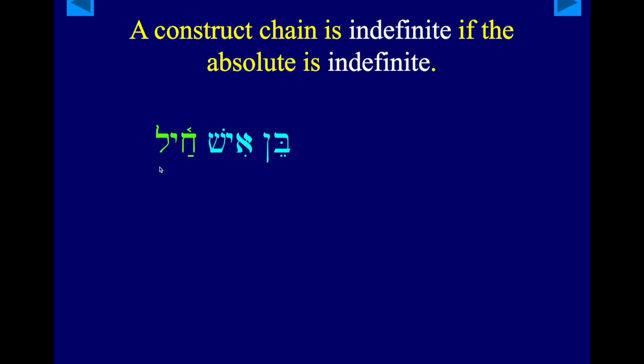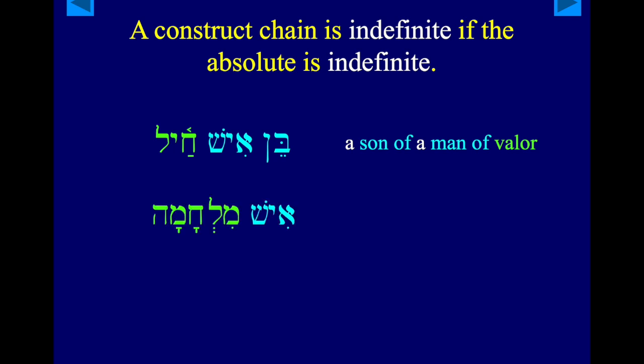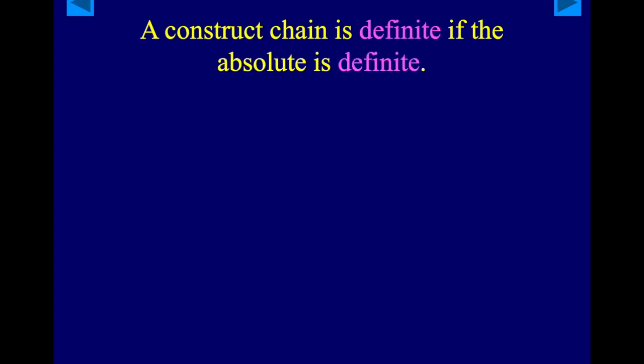This is the absolute, chayil, and it works its way back up the chain, whether it's indefinite or definite. So there's no definite article here, and chayil just means valor. It's not a definite thing. So it's indefinite. Everything's indefinite. A son of a man of valor. Ish milchama. Milchama means war or battle. Ish means man. So a man of war, or of battle in general. Not a particular battle, not a particular war. A man of war. A construct chain is definite if the absolute is definite, that last one in the chain.